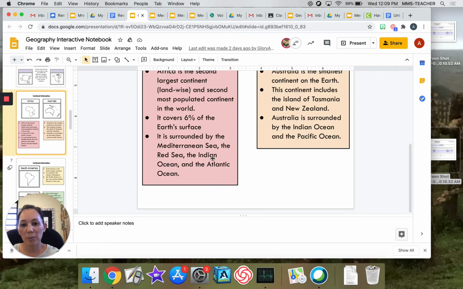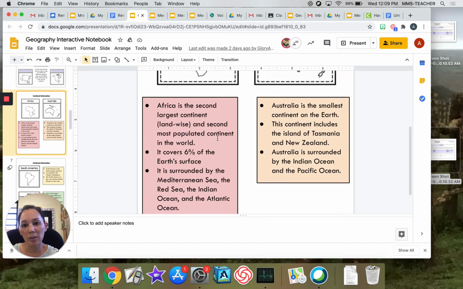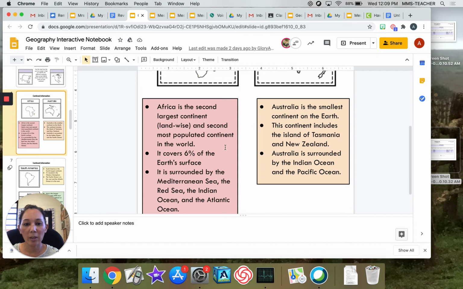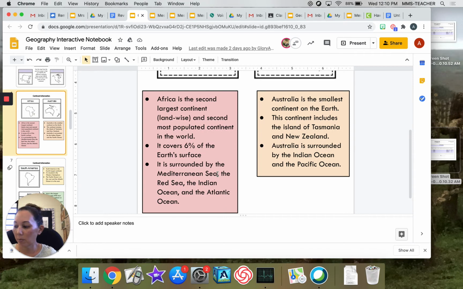It is the second largest continent land-wise, and second most populated continent in the world. It covers 6% of the Earth's surface. It is surrounded by the Mediterranean Sea, the Red Sea, the Indian Ocean, and the Atlantic Ocean. So if you need to copy this as I'm talking, you can press pause and you can copy.